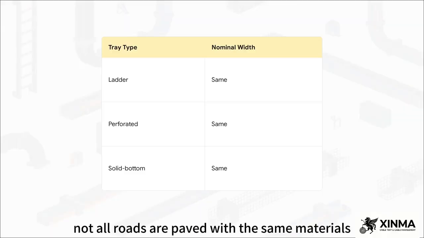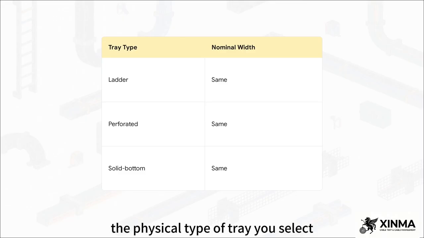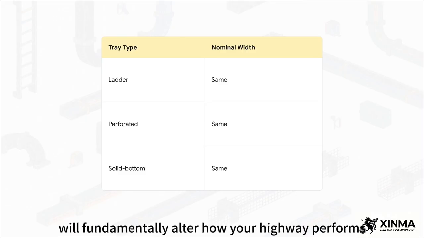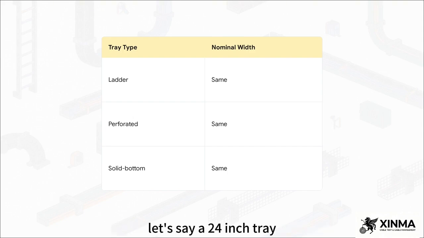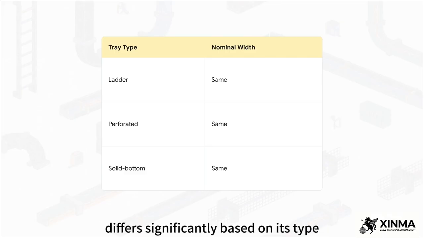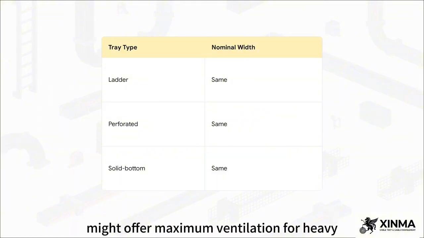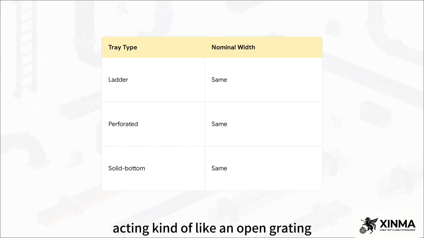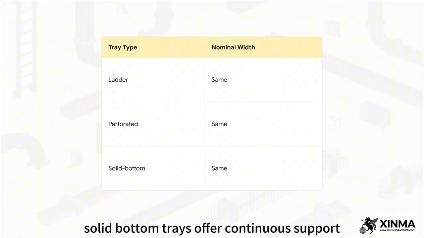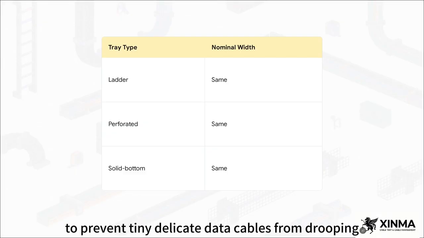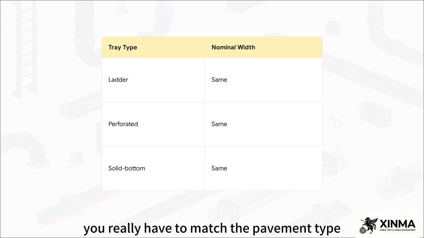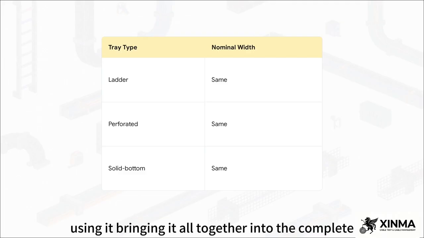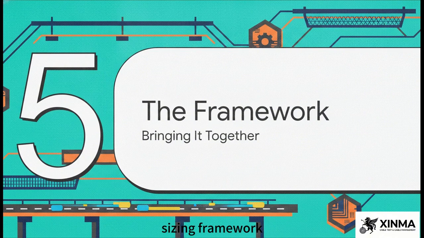As you know, not all roads are paved with the same materials. The physical type of tray you select will fundamentally alter how your highway performs. Even if you choose the exact same nominal width, let's say a 24-inch tray, how much load capacity it actually has differs significantly based on its type. Ladder trays, for example, might offer maximum ventilation for heavy, heat-producing power cables, acting kind of like an open grating. On the other hand, solid-bottom trays offer continuous support to prevent tiny, delicate data cables from drooping, but they completely change the weight dynamics and the cooling. You really have to match the pavement type to the vehicles using it. Bringing it all together into the complete sizing framework.